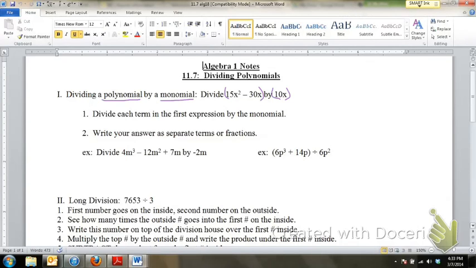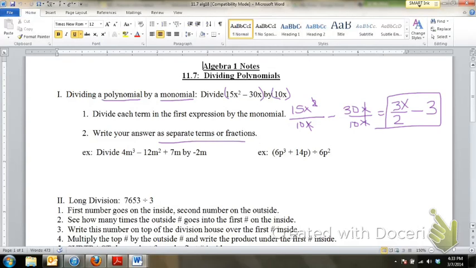So all we're doing is dividing each term in the first expression by the monomial. So what we're going to do is write it as fractions: 15x squared over 10x minus 30x over 10x. And then you just divide this. The first fraction simplifies down to 15 over 10, which becomes 3 over 2, and the x squared and the x just gives you an x in the top. 30 over 10 reduces to 3, and the x's cancel, so this would just be your answer.